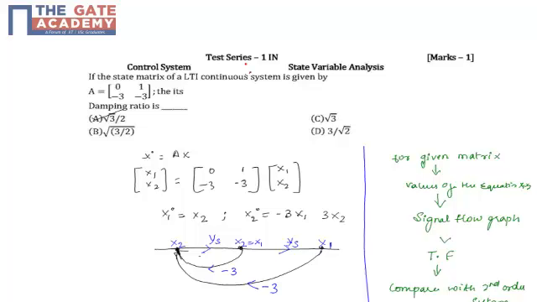Hello, the given question is from test series 1 and stream ion, and the question is from control system chapter test state variable analysis, and this question is 1 mark question. And the given question is, if the state matrix of a LTI continuous system is given by this matrix A, then we have to find the damping ratio from this matrix.